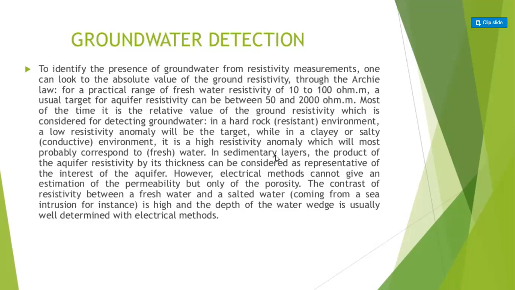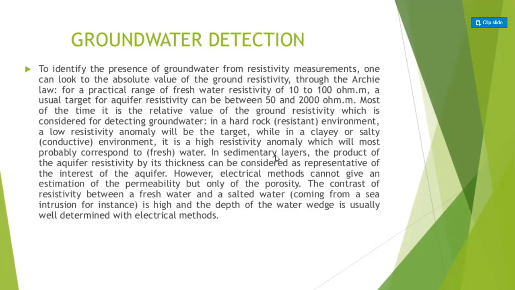Groundwater detection. To identify the presence of groundwater from resistivity measurements, one can look to the absolute value of the ground resistivity through the Archie law. For a practical range of freshwater resistivity of 10 to 100 ohm meters, a usual target for aquifer resistivity can be between 50 and 200 ohm meters.